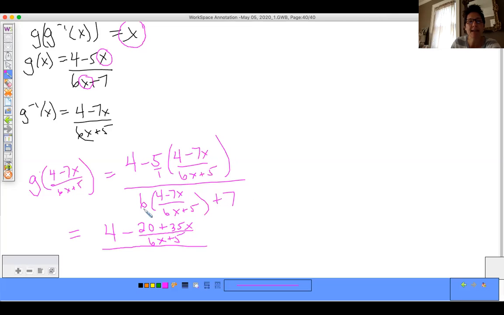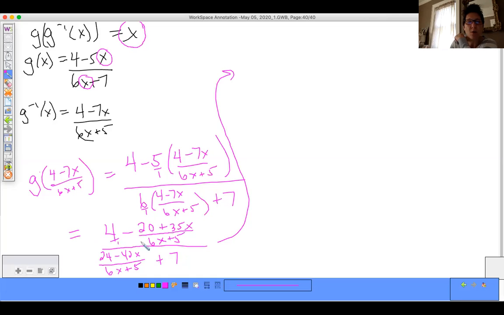And now we're going to take a look at the denominator. And the same thing happens down here. This is like a 6 over 1. So the 6 is only getting multiplied by the numerator. It's not getting multiplied by the denominator. So we have 6 times 4. So we have 24 minus 42x divided by 6x plus 5 plus 7. So now I'm going to come on up over here. And when I look at this, I have to get myself a common denominator in the numerator. And then I have to go look at my denominator and find a common denominator there. Because remember, you're treating this separate from this for now.